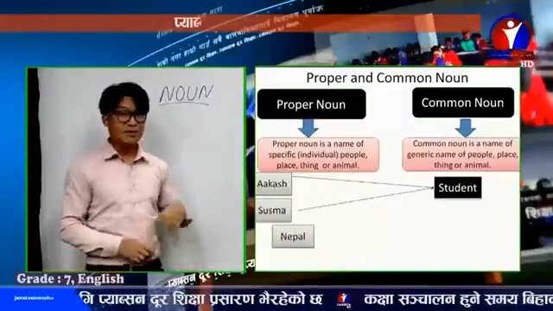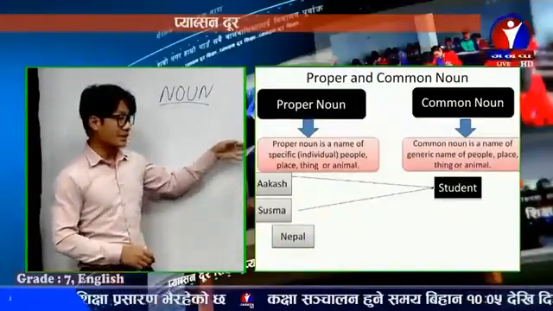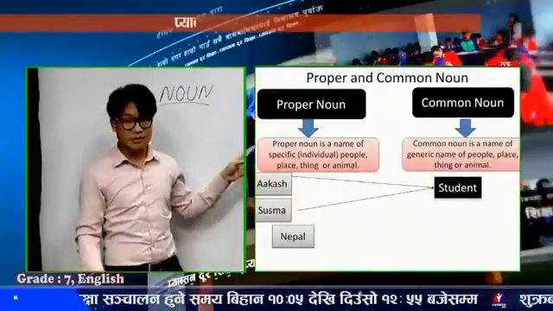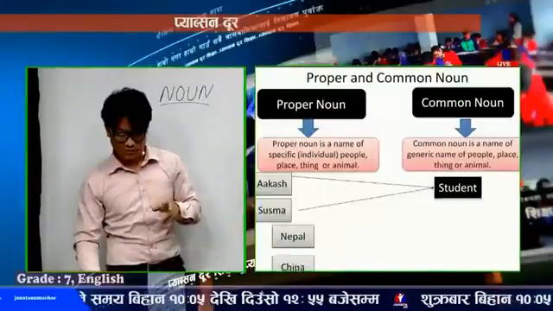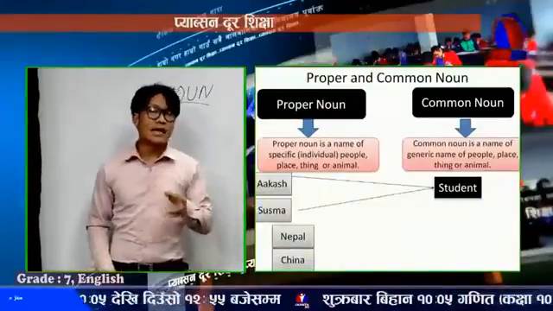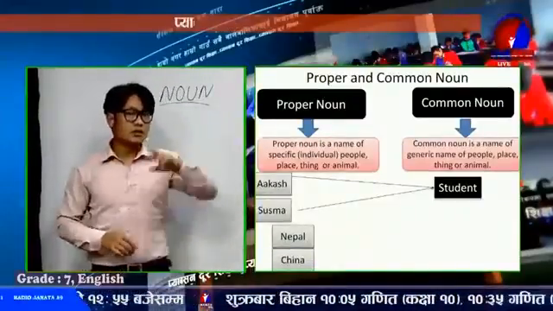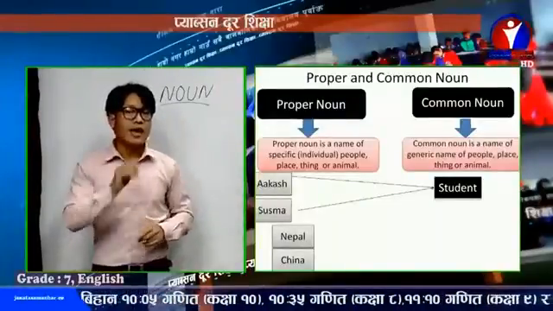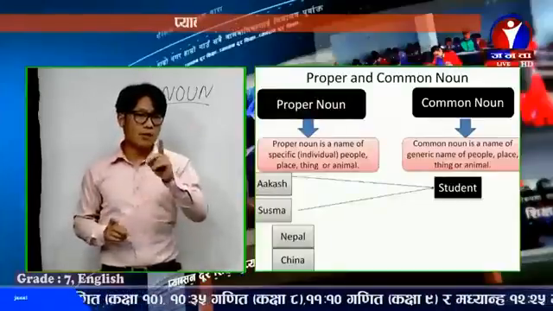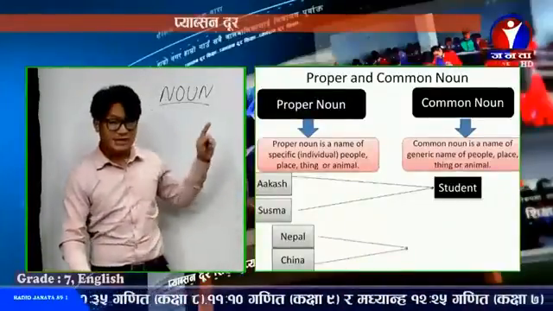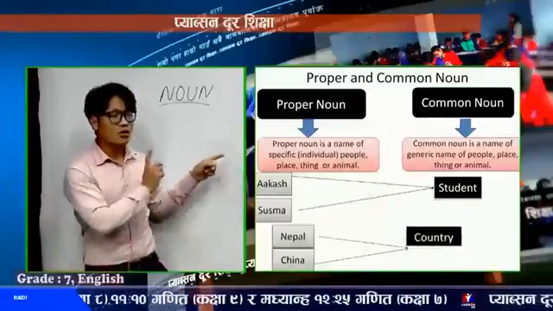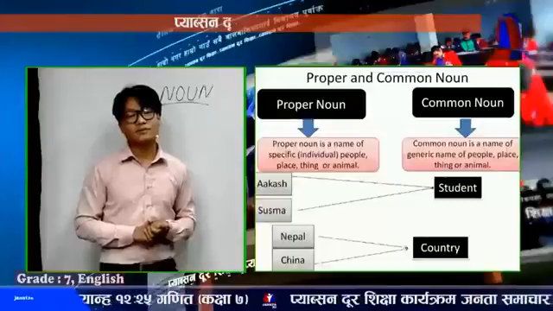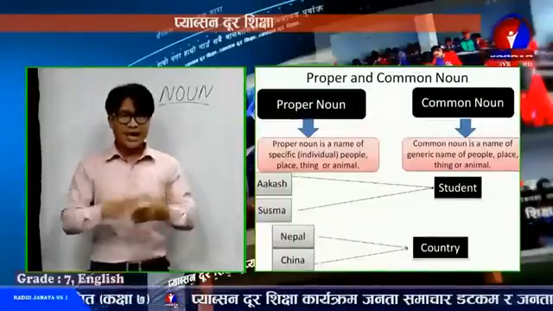Next example, Nepal. What is Nepal? Nepal is a country. Remember, Nepal is a country. China. China is a country. So China and Nepal, these two are proper nouns. And what is common here? The common noun is country. Country is a common noun. Let's have more examples.